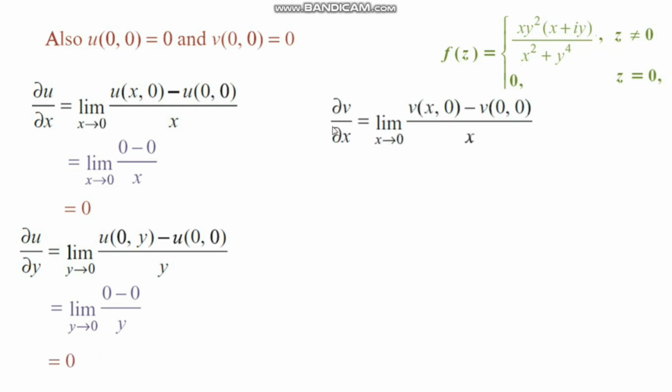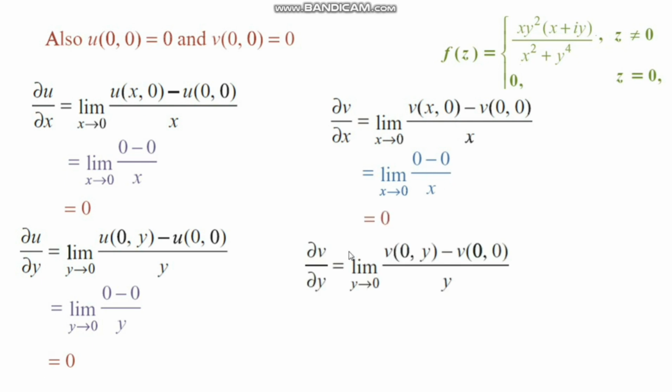Dou v by dou x equals limit x tend to 0 of v(x,0) minus v(0,0) by x. v(x,0) is the second part, that is x y cube by x square plus y power 4. When y is replaced with 0, it will be 0, 0 minus 0 by x, that equals 0. Similarly, dou v by dou y, limit y tend to 0 of v(0,y) minus v(0,0) by y, that equals 0 minus 0 by y, its value 0.